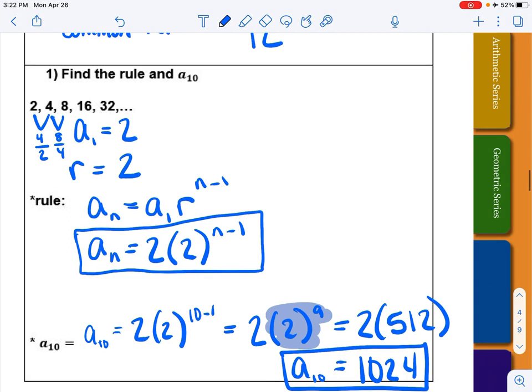or my solution. Now, as I said, you can check this. If it's a small enough term that you're trying to find, you can write out all 10 terms if you really wanted to. And you'll notice that the 10th term is truly 1024 as our solution, okay?